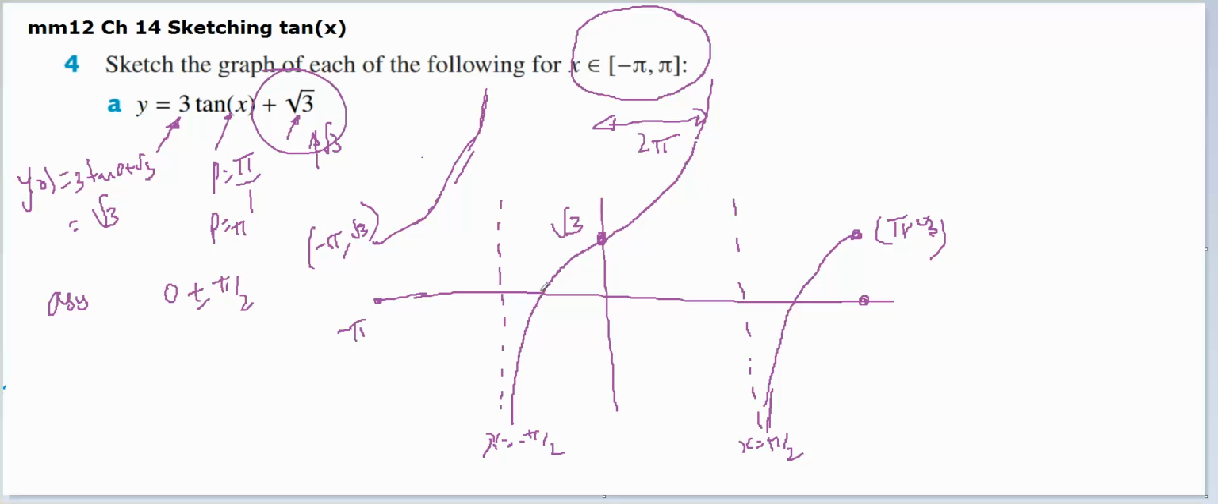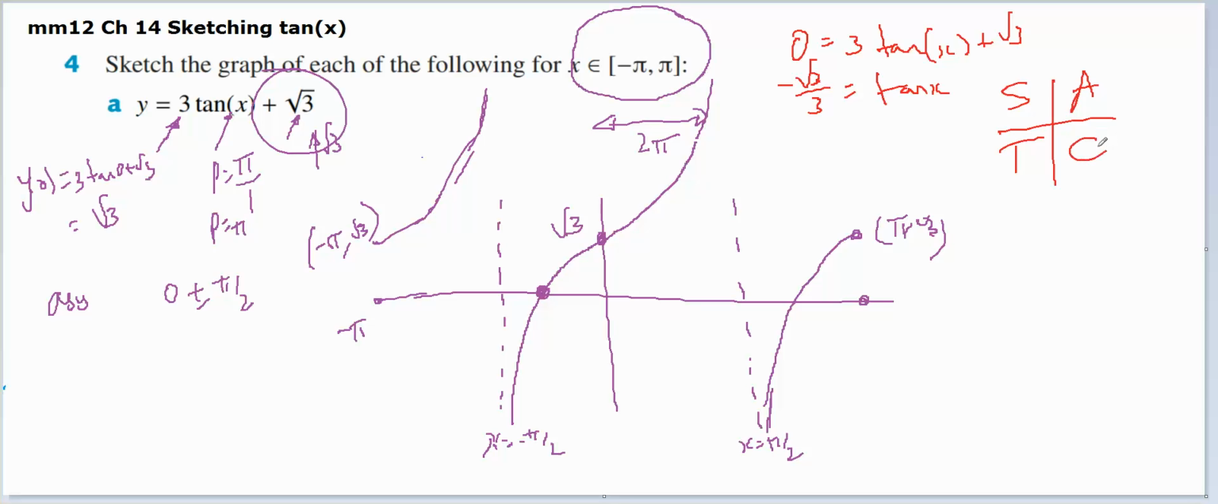I need to find the x-intercept. I find the x-intercept by making y 0. So 0 equals 3 tan of x plus root 3. So minus root 3 on 3 is equal to the tan of x. Tan is negative, all stations to California. Tan is negative here and here.